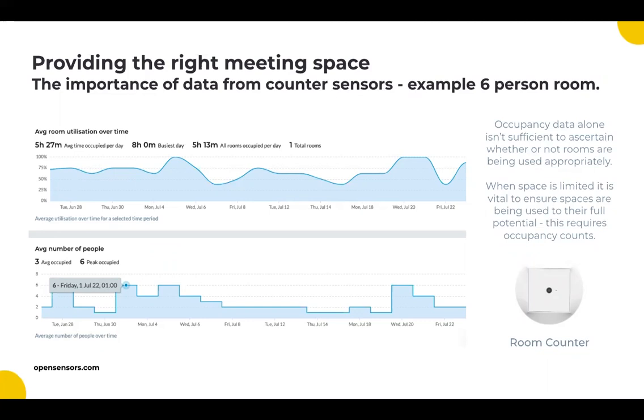So you can see that the peak occupancy is still 6, it was full a couple of times. On average, it was only at 3 people. So you'd be better off splitting that room into either 2 3-people rooms or a 4-person and a 2-person, and making sure that more people could use that space in a more efficient manner.